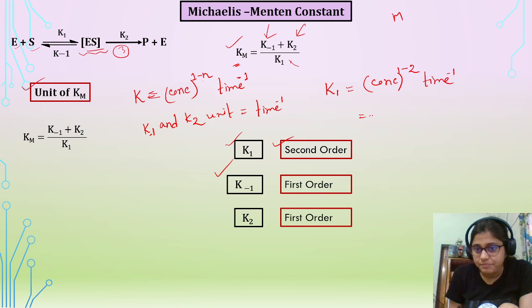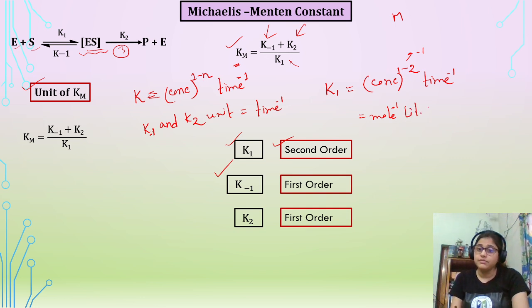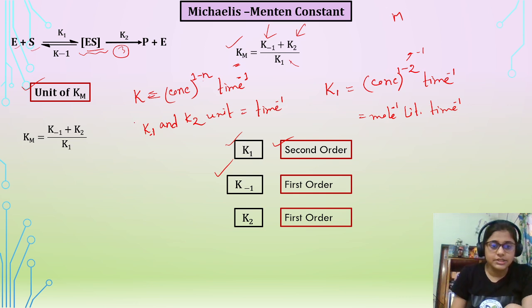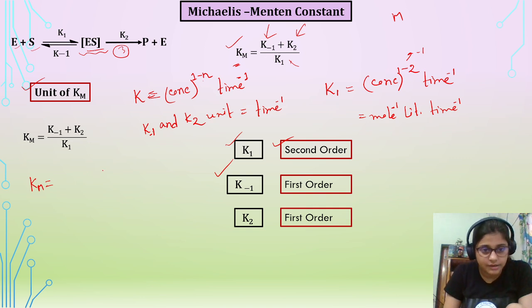So it will be mole inverse, this will be minus 1, right? Minus 1 to the power minus 1. So mole inverse, mole per liter, so it will be liter only, liter to the power 1 and time inverse. Okay, so from that if we just put all the values here, so Km equal to, we are putting just unit, we have to have the idea about the unit.